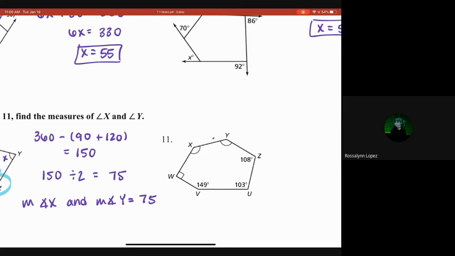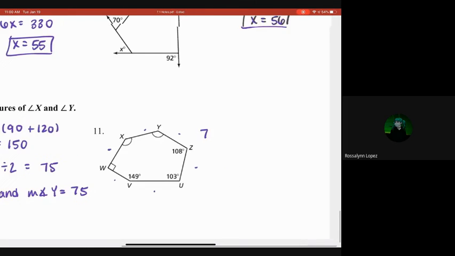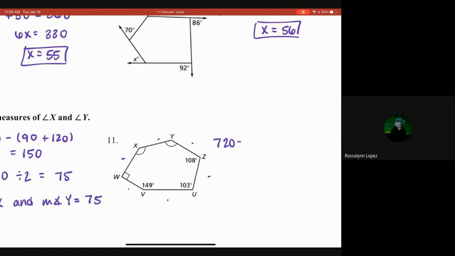This is a 1, 2, 3, 4, 5, 6-sided shape. So you could either go up to your chart, or 6 minus 2 times 180 is 720. So you can do 720 minus what we have so far, which is 108, 103, 149, and don't forget your right angle. Subtract that and then divide by 2.